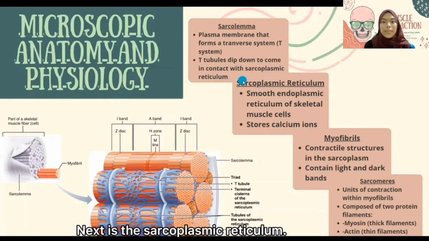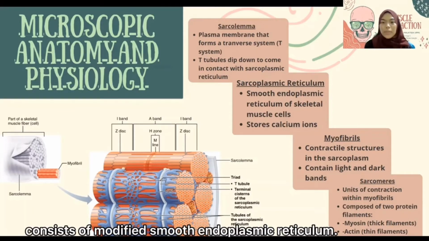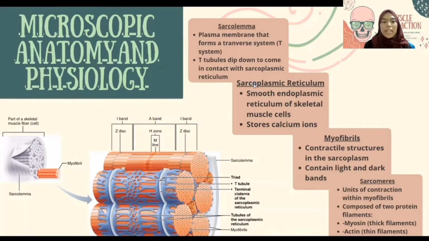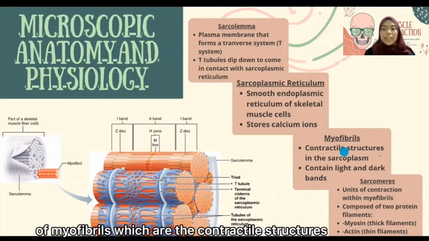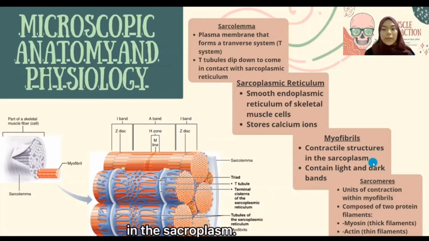Next is the sarcoplasmic reticulum. The sarcoplasmic reticulum consists of modified smooth endoplasmic reticulum. This reticulum is able to store calcium ions, which are essential for muscle contraction. The sarcoplasmic reticulum encases thousands of myofibrils, which are the contractile structures in the sarcoplasm. We can see from the picture that the myofibrils are cylindrical and run the length of the muscle fiber.